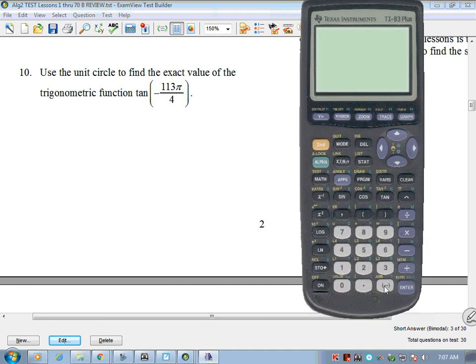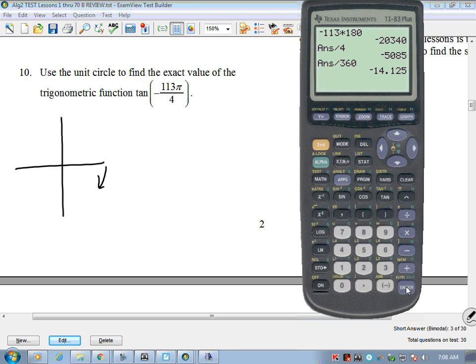Let's see, clear this guy out. Negative 113 times 180 divided by 4 tells me that we're going to use negative 5,085 degrees. We're going to divide that by 360. Okay, that tells me I'm going to go around. If my coordinate plane is this, that means I'm going to go this direction around that unit circle, or around that coordinate plane, 14 times with 0.125 times left over.